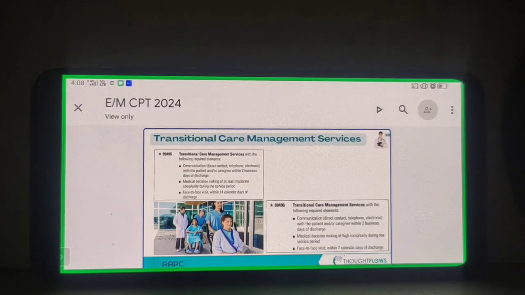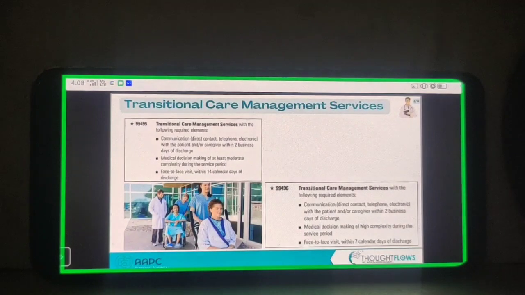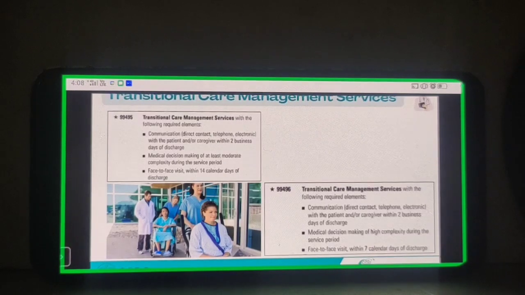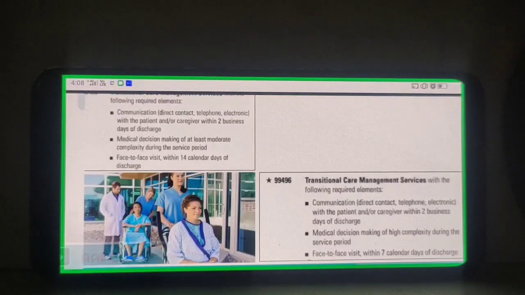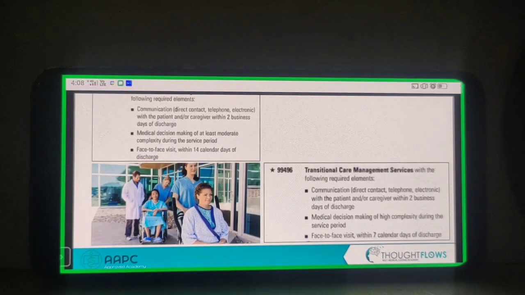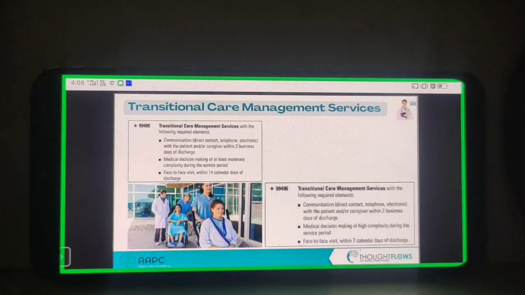Did you understand now? Here you have to apply the code based on the MDM. For moderate MDM, the patient discharged within 14 calendar days, 495. Then 496, high MDM, the patient discharged within 7 days. That's it. Did you understand now? Yes, ma'am. Thank you.